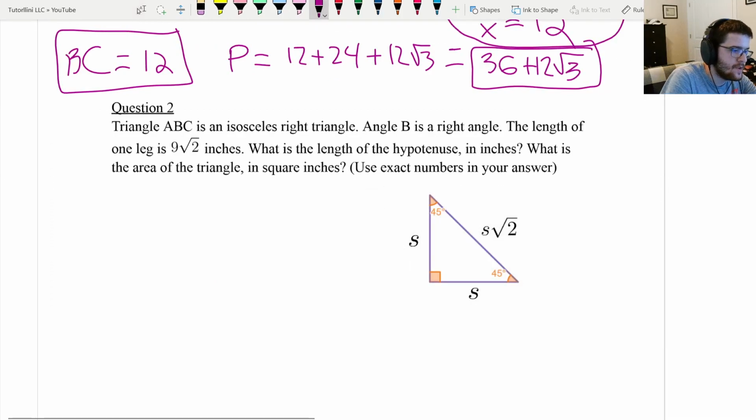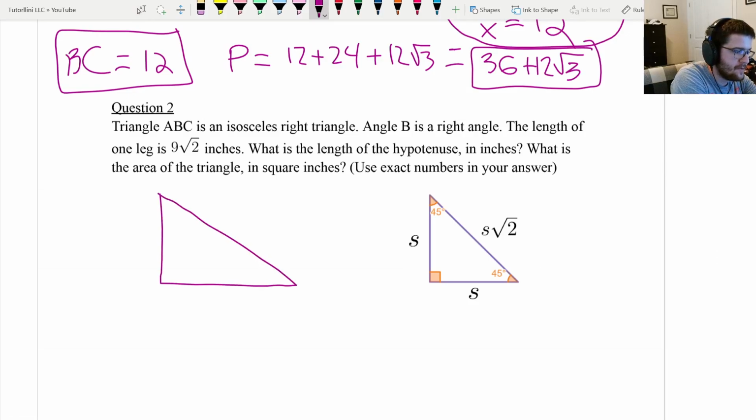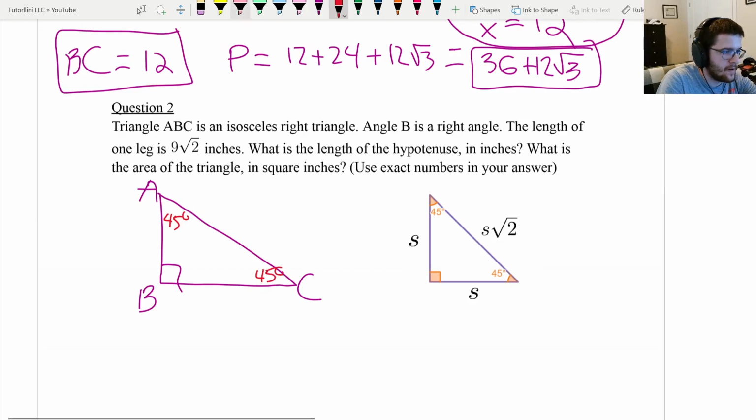And I'll just draw it exactly as it is in the reference sheet. Why not? And angle B is a right angle. And why don't I put A up here and C up here? And these guys are both 45, so I should probably label that. Remember, guys, we talked about isosceles right triangle is just a fancy vocab word for a 45, 45, 90.